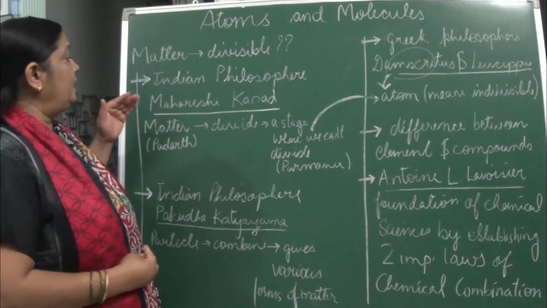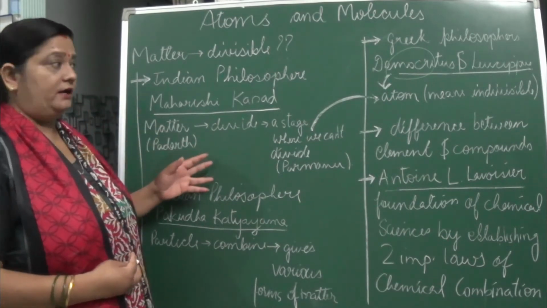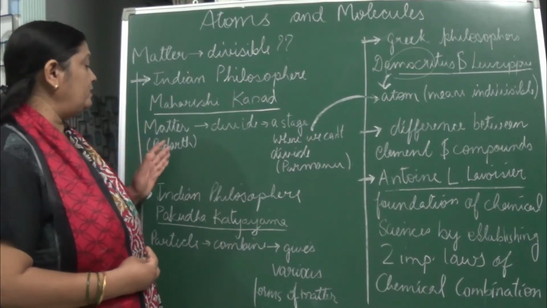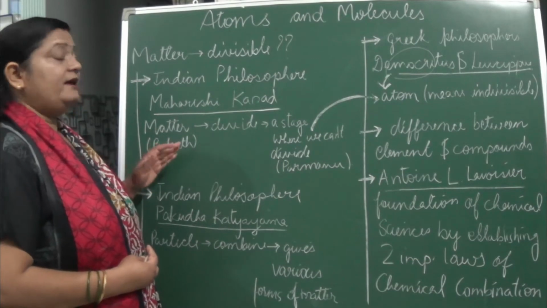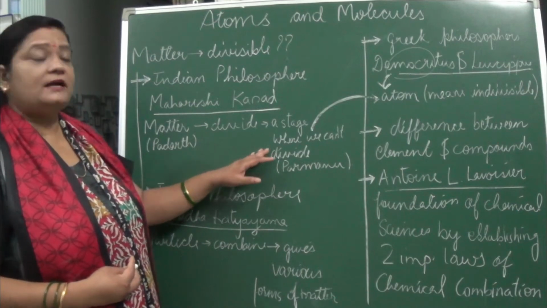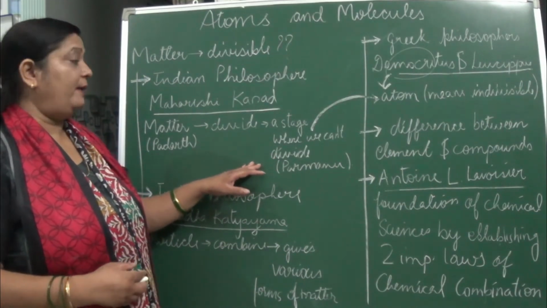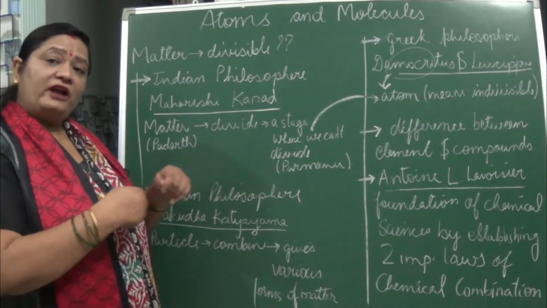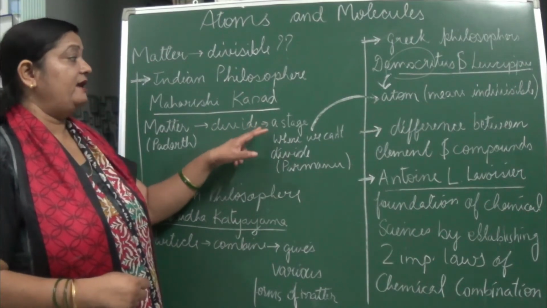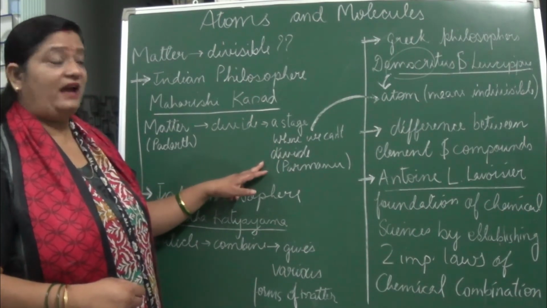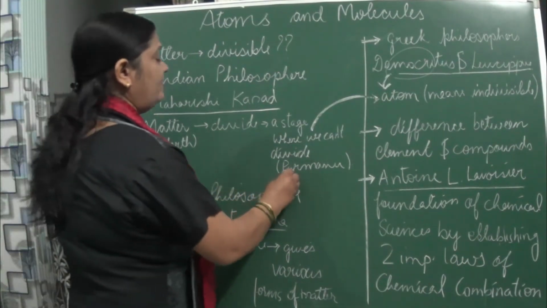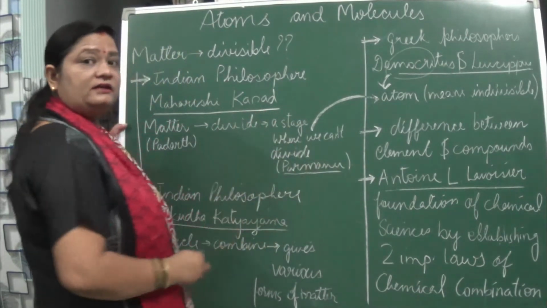Then Indian philosopher Maharshi Kanad came forward and said matter, in Hindi we call it Padarth, can divide, but a stage comes where it can't divide. Like the paper example I said, it went on dividing, but a stage came where it was not divided. So he said that a stage where we can't divide, that atom is known as Parmanu. So this word Parmanu was given to the matter which was not divisible.